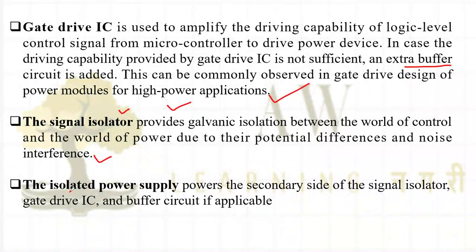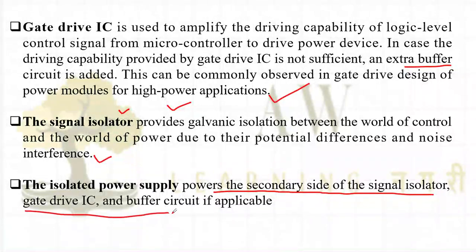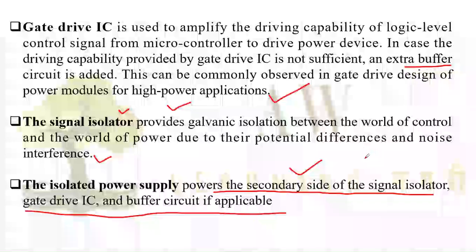Then the third is the isolated power supply. If I have my IC, I need to supply it also. The isolated power supply powers the secondary side of the signal isolator, the gate drive IC and the buffer circuit. So what is the secondary side of the signal isolator? There is a primary side. Okay, one is a primary side.